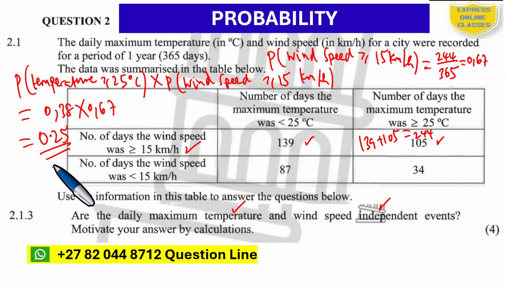And so what is the observation here? In the previous question, we were able to get the probability of temperature at least 25, and the following. So you have exactly the following.